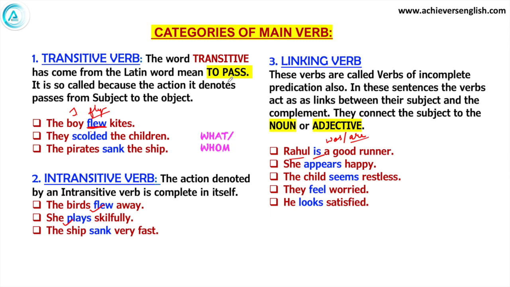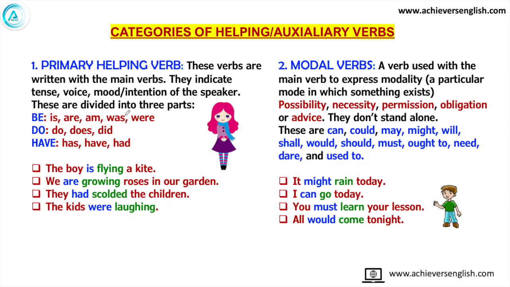Now let us see the categories of auxiliary verbs. These are the categories of primary helping verbs and these are modal verbs. So they all are getting affected. The boy is flying a kite. Is can be changed into are or was according to the number or person. Might can also become may if you change the tense of the sentence.